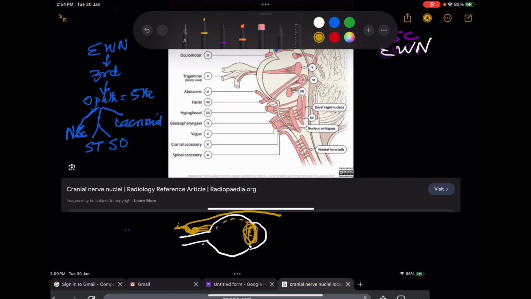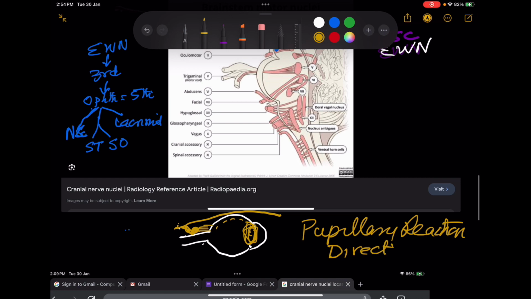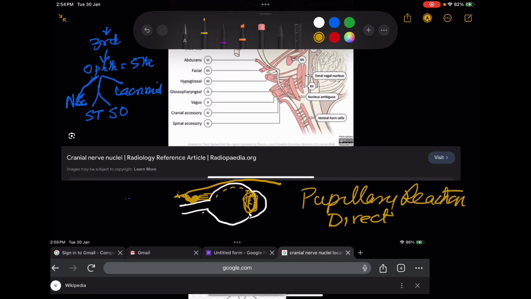Show a torch and the pupil will constrict. Now that is called pupillary reaction. Show the torch in the right eye and the right side pupil will constrict. That is called direct pupillary reaction. But if you show the light on the right side and the left side pupil constricts, it is called consensual pupil reaction. The pupil will also constrict if you try to see near and the eyes converge. That is called accommodation reaction.